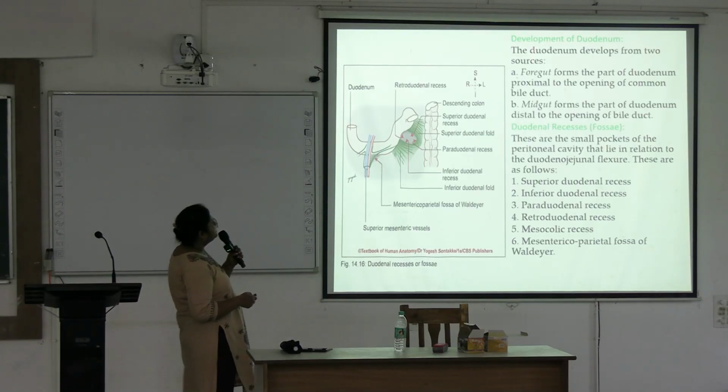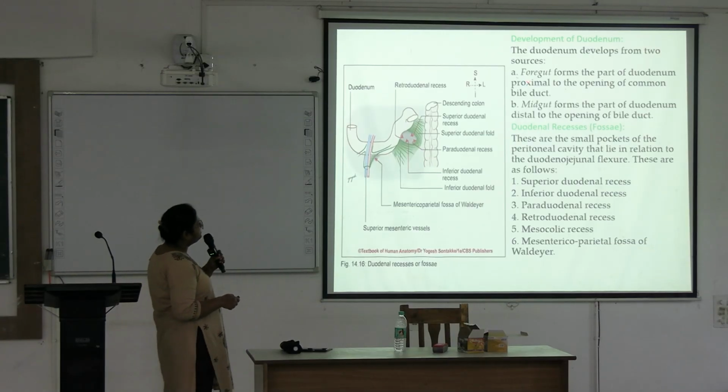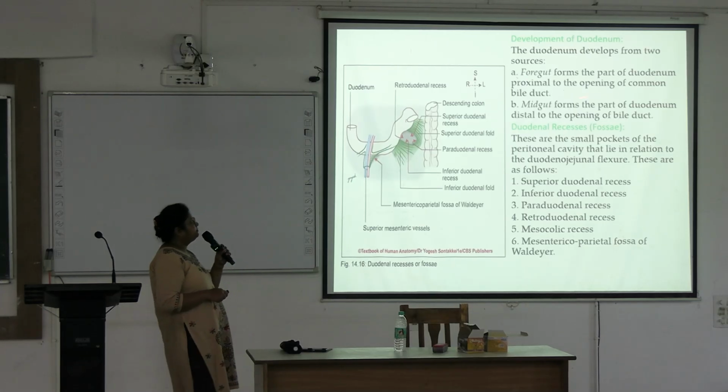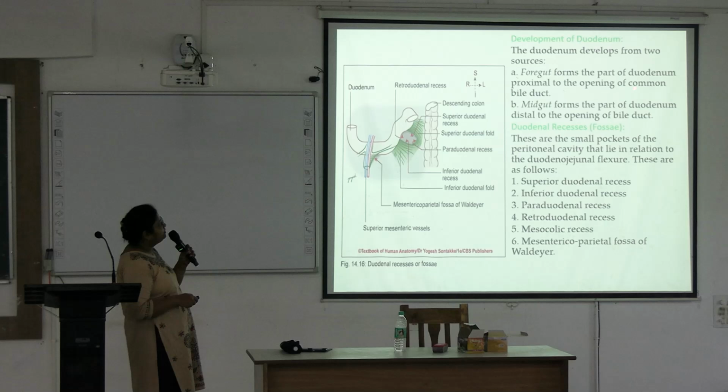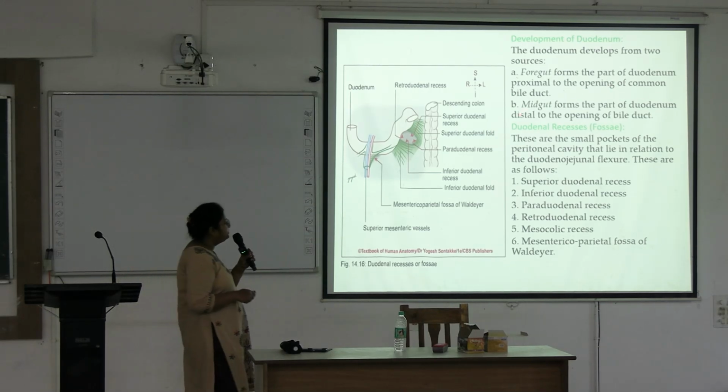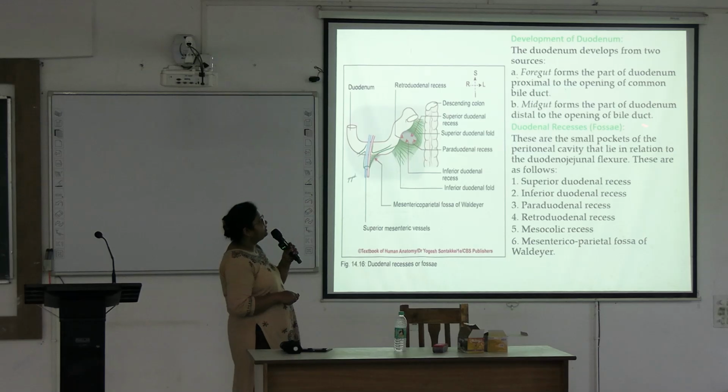Okay, so this is development of duodenum. Duodenum develops from two sources, foregut and midgut. Foregut forms the part of duodenum proximal to the opening of common bile duct. Midgut forms the part of duodenum distal to the opening of the bile duct.